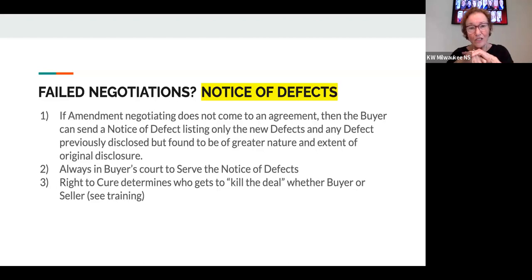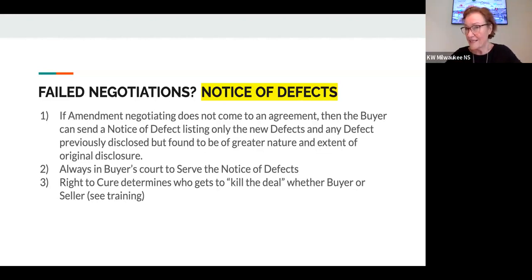If amendment negotiations do not come to an agreement, then the buyer can send a notice of defect listing only the new defects, not the ones he was already aware of, and any defect previously disclosed but found to be of greater nature and extent than the original disclosure.